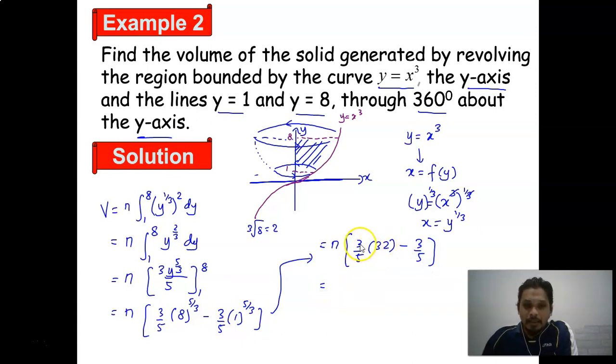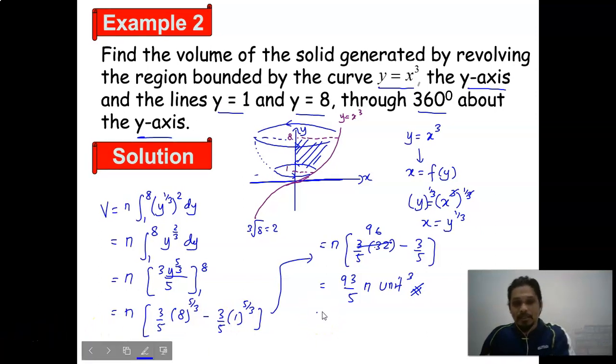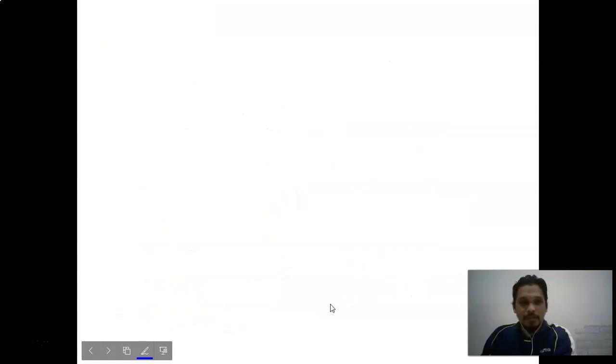Okay, 3 times 32 equals 96. 96 minus 3 is 93 over 5 pi, unit cubed. There you go. So let's take a look at the next page.